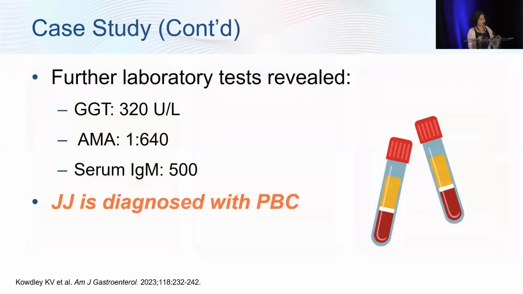So coming back to our case study, JJ's blood test showed an AMA of 640. IgM was slightly elevated at 500. Given the elevated alkaline phosphatase and the symptoms, JJ was diagnosed with PBC, and no liver biopsy is needed in her case.